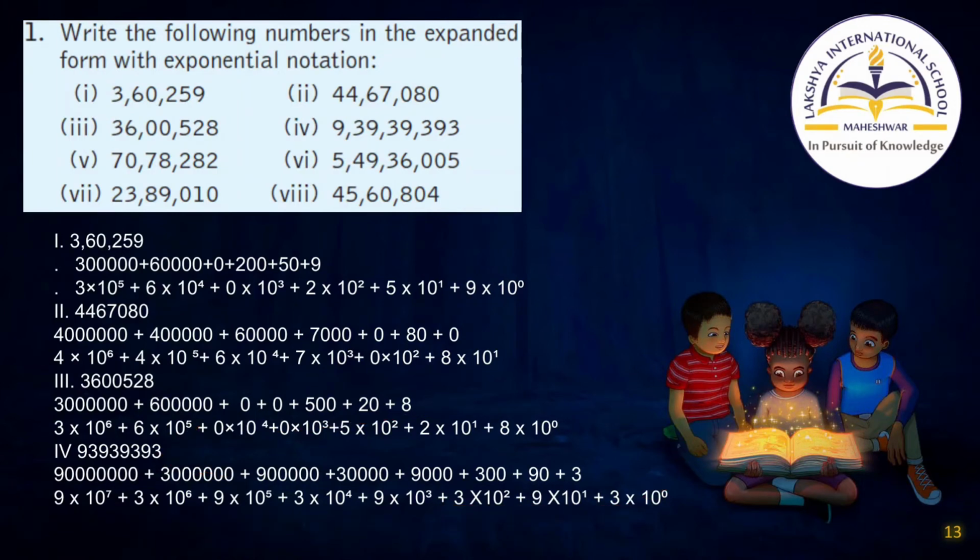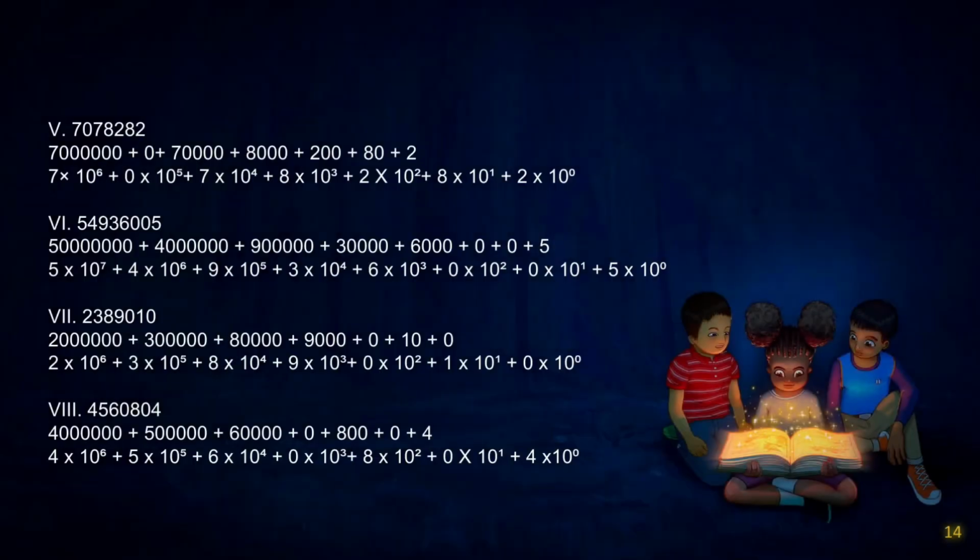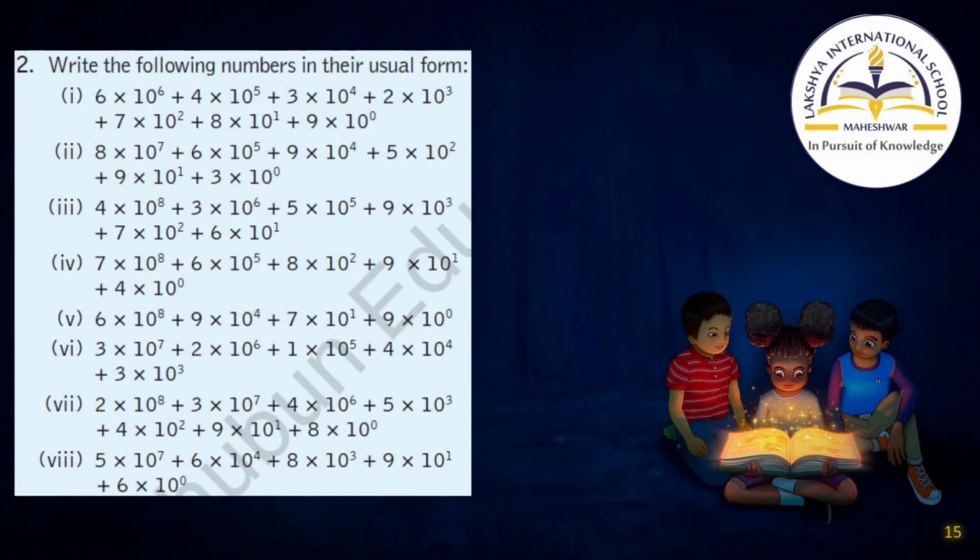So these are the expanded forms with exponential notation. Why do we call it exponential notation? Because we write in 10 to the power of whatever the number is. Now all the answers are given here, so you have to solve. Now question number 2, write the following numbers in their usual forms.